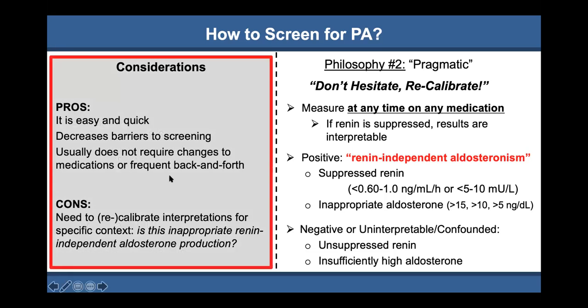So the pros of this approach is that it's easier and quicker. You've decreased barriers to screening and hopefully more opportunities to screen individuals and make the diagnosis. And it usually doesn't require as many changes to medications and back and forth with the patient. The downside is you have to recalibrate the interpretations for the specific patient in front of you. In other words, you have to think a little bit more and try to interpret for you and your patient, is this inappropriate, renin-independent, and non-suppressible aldosterone production?